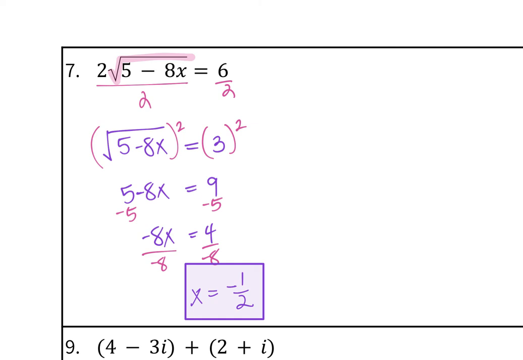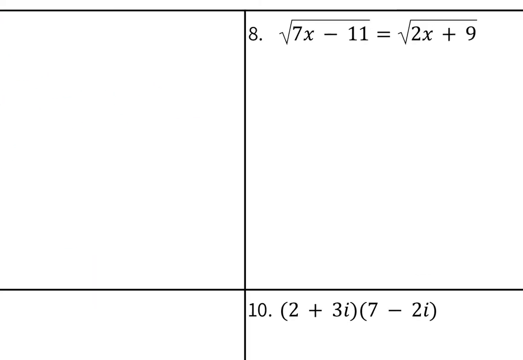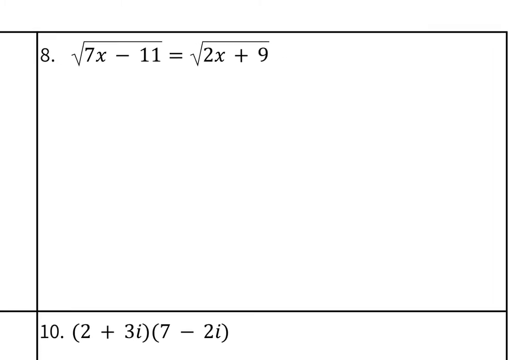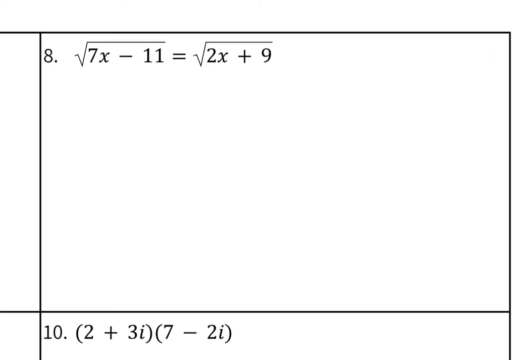Okay, now let's do the one right next to it. Another one with radicals. It might seem harder because there are radicals on both sides, but it's actually easier because I can go straight to the step that says that we square everything, and that will cancel out those radical symbols. And it just turns into a linear equation from here.